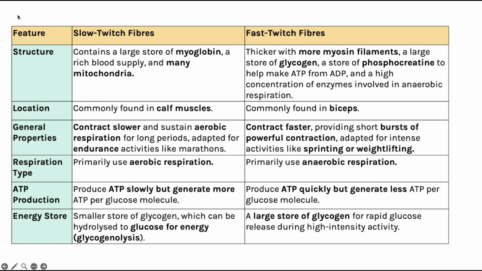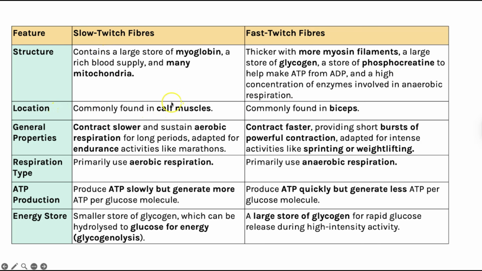The last bit of this topic is knowing the difference between slow twitch muscle fibres and fast twitch muscle fibres. So knowing the difference between the structure, location, general properties, the type of respiration that happens, ATP production and energy storage. So I recommend screenshot this page, or if you've downloaded my free booklet, fill it in so you've got this for your revision. So in terms of structures, slow twitch, large store of myoglobin, rich blood supply with many mitochondria, compared to fast twitch, thicker with more myosin filaments, large store of glycogen and a store of phosphocreatine.